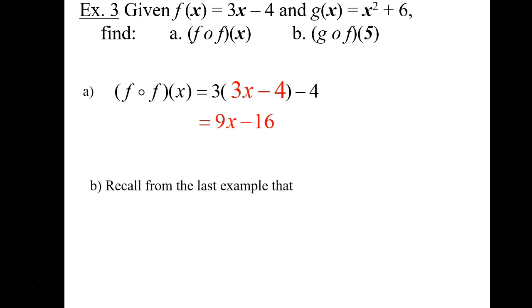Last but not least, they want g composition f of 5. So this time we're not going to have an x in our answer. We're going to have a number because they want us to replace x with a 5 at the very end.